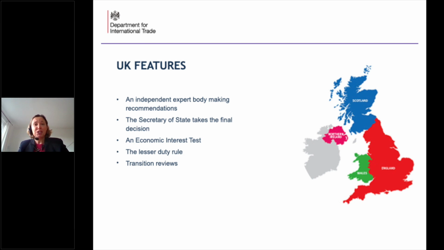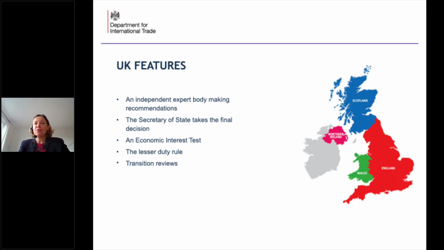We make recommendations to the Secretary of State, who will take the final decision, applying a public interest test. The Secretary of State cannot change our decision, but she can reject or veto it on public interest grounds. If she does so, she must lay a report in Parliament setting out her reasons for rejecting our recommendation.